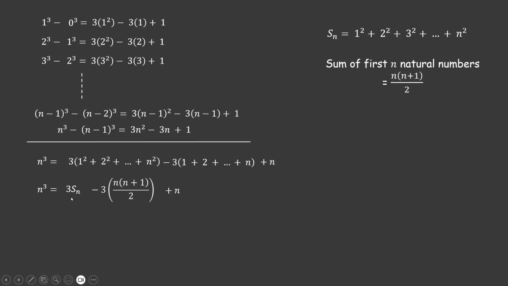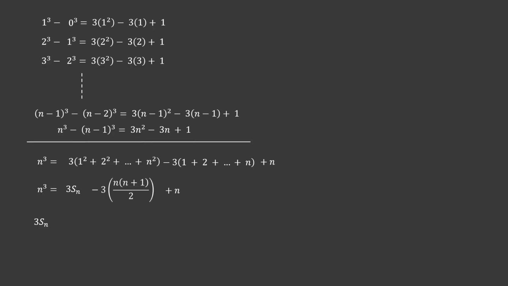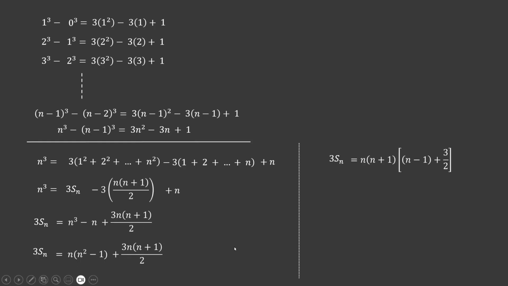Since we need to find Sn, let's take it to the left hand side and transpose the values. So we'll get n cube minus n plus 3n into n plus 1 by 2. If we factor out n from these first two terms, we'll get this. Now n square minus 1 is n plus 1 into n minus 1. So we can factor out n plus 1 from both of these terms. Let us do that. We are also factoring out n along with it, since this is also common in both the terms. So we have factored out n into n plus 1. We get n minus 1 plus 3 by 2.